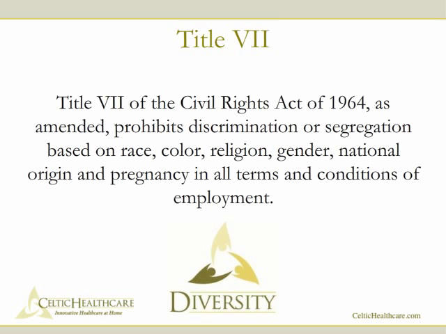Let's take a look at Title VII of the Civil Rights Act of 1964 as amended. This act prohibits discrimination or segregation based on race, color, religion, gender, national origin, and pregnancy in all terms and conditions of employment. This act ended unequal application of voter registration requirements and racial segregation in schools, at the workplace, and by facilities that serve the general public.